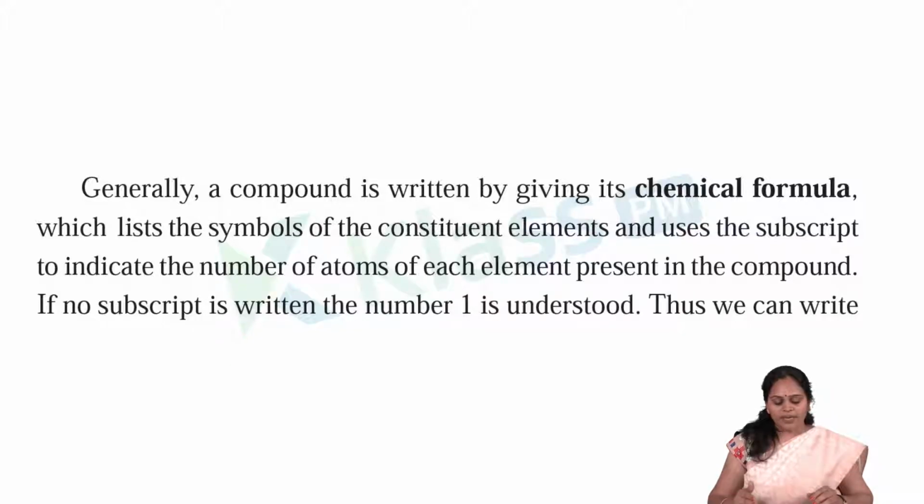Generally, a compound is written by giving its chemical formula, which lists the symbols of the constituent elements and uses subscripts to indicate the number of atoms of each element present in the compound.